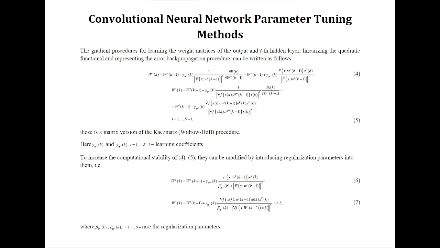In this work, we also considered procedures of training convolutional neural networks that can be written as described by formulas 4 and 5. This is a matrix version of the Kaczmarz or Widrow-Hoff procedure. To increase the computational stability of the algorithm, they can be modified by introducing regularization parameters into them, as described in formulas 6 and 7.